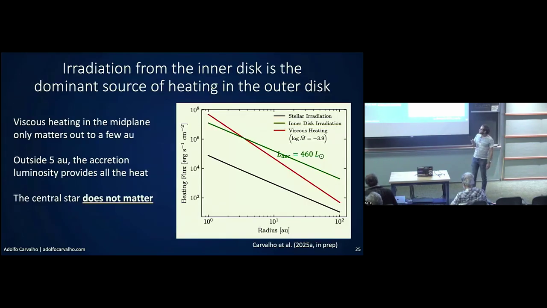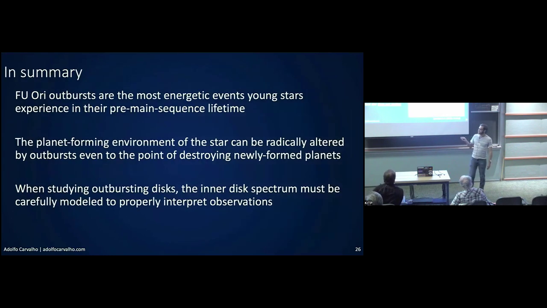But importantly, when you model these systems and even the impact on the outer disk and outer disk chemistry, the star just doesn't matter. You really need to be considering what the radiation field is in that inner disk if you want to do detailed chemistry and stuff like that for outbursting sources, especially FU Ori sources. So I'll leave up my summary and open up to questions. Thank you.